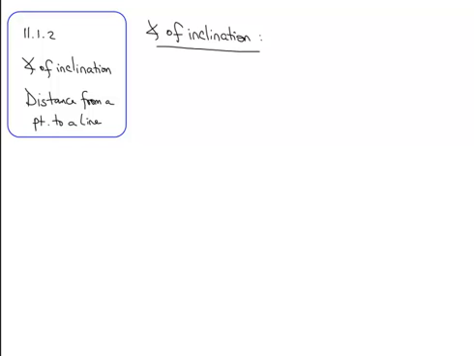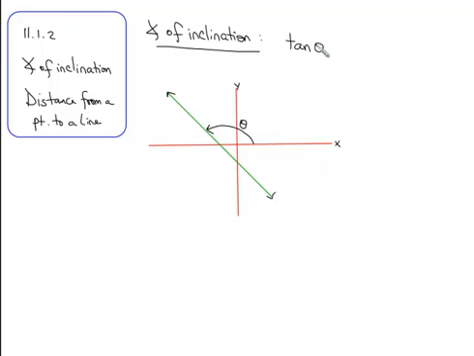So if we have a line, let's say something like this. So there's our graph. Here's your x-axis. Here's your y-axis. The angle of inclination is the angle measured from the positive x-axis in this direction to the line. That's the angle of inclination. And it turns out that the tangent of that angle of inclination is equal to the slope of the line.